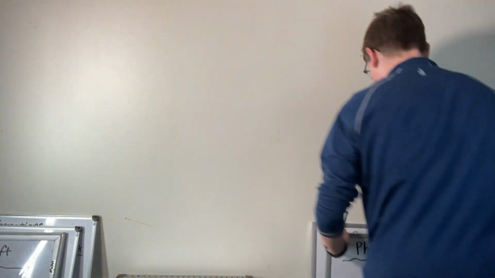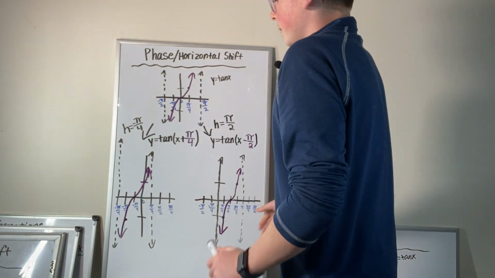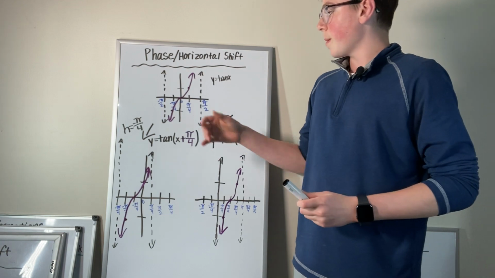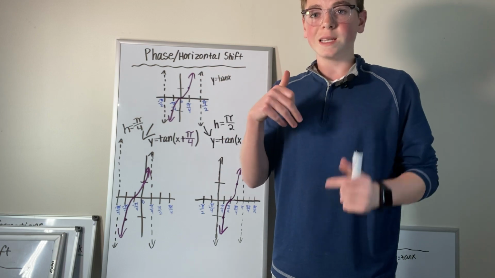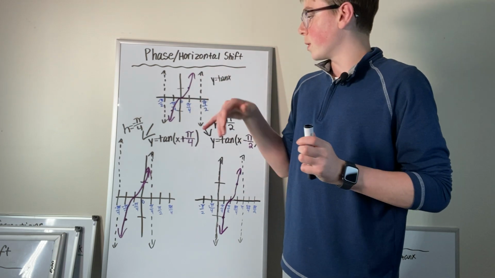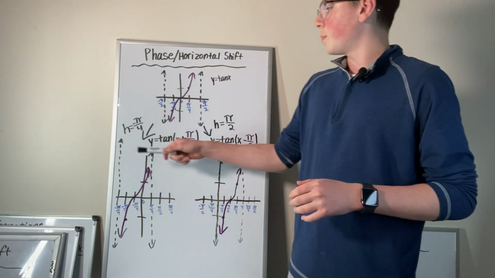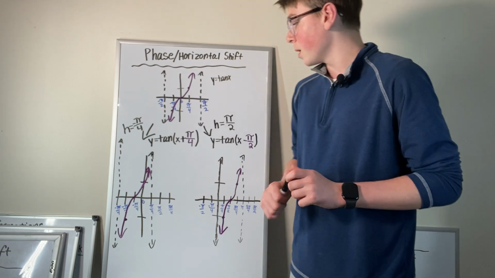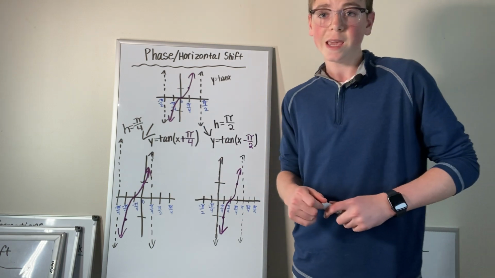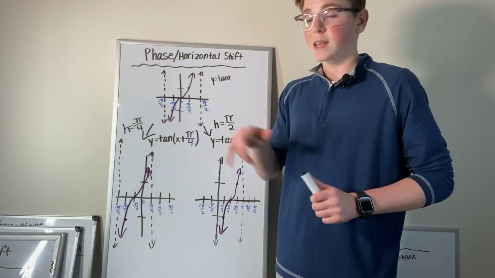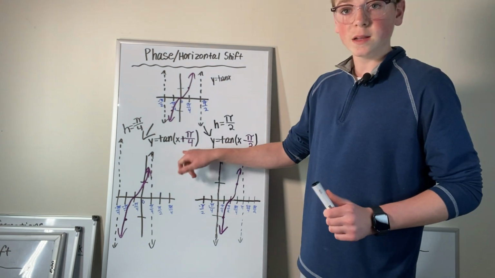Now we will talk about phase and horizontal shifts. We have our y equals tangent x. Remember, its middle point, the point in between both asymptotes, sits on 0. Then its halfway points are -pi over 4 and pi over 4, and its asymptotes are pi over 2 and -pi over 2. Let's start by making the h a -pi over 4. So then we have y equals tangent x plus pi over 4, because remember it's x minus h. So x minus -pi over 4 would be x plus pi over 4. So remember, when this is a positive, we are moving to the left.